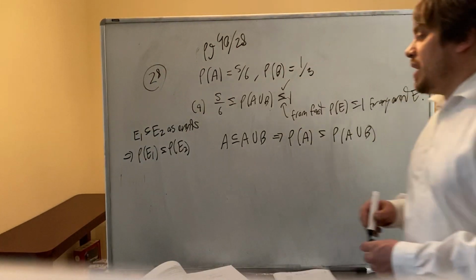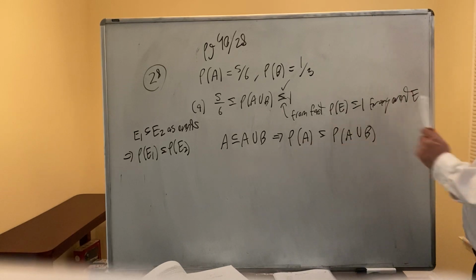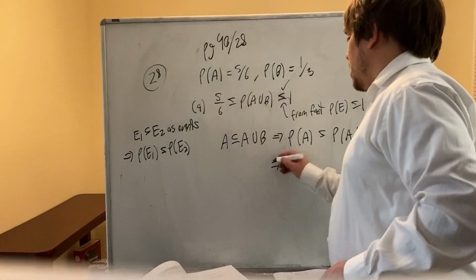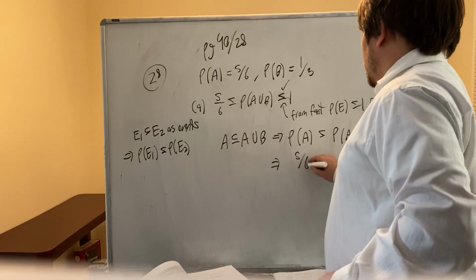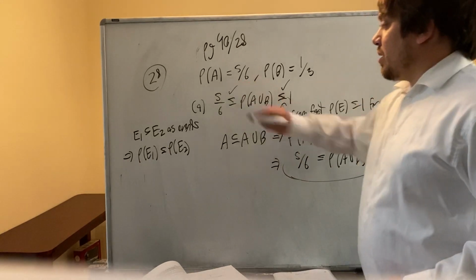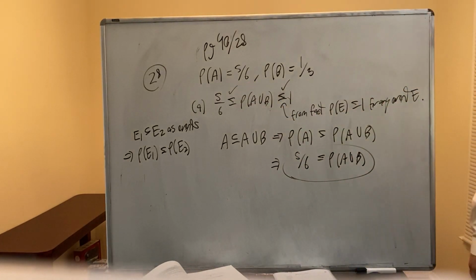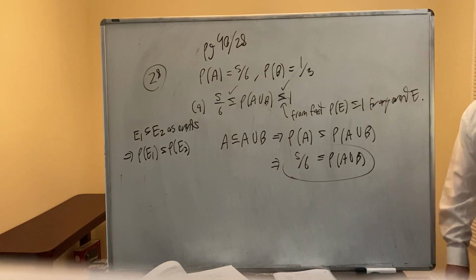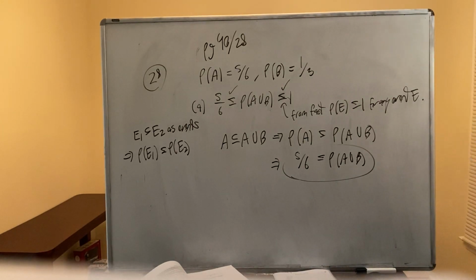So that's what's happening here. A is a subset of A union B, which implies P of A is less than or equal to P of A union B. That implies the probability of A, which is 5/6, is less than or equal to the probability of A union B. And so that confirms the first inequality. The argument for the second inequality being true is from the fact that the probability of any event is at most 1, and so the probability of the event A union B is definitely at most 1. So that's part A, and there are other parts, but we did one of them here. So that's page 40, number 28.